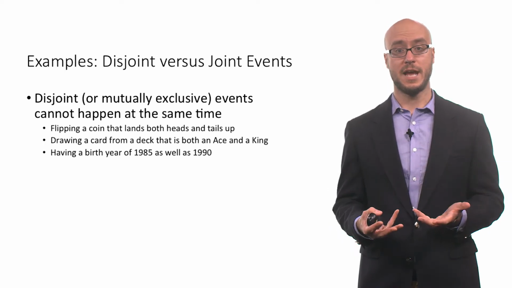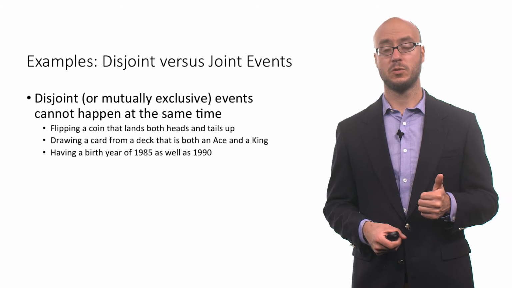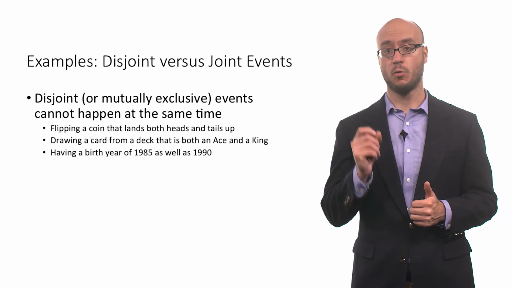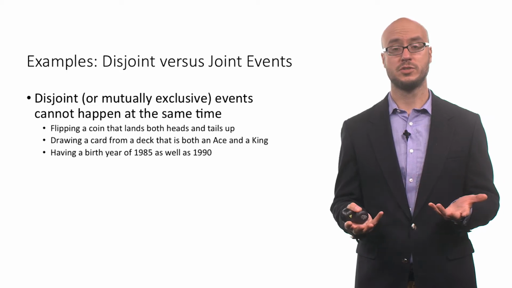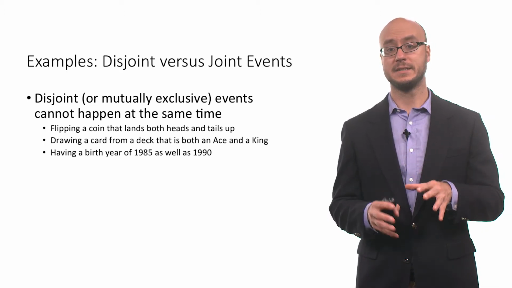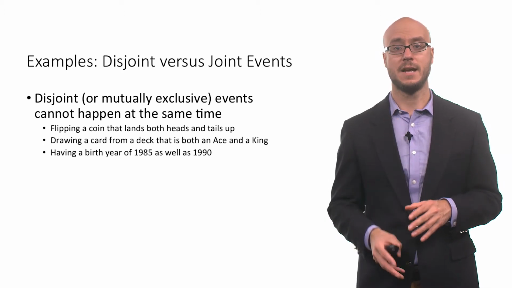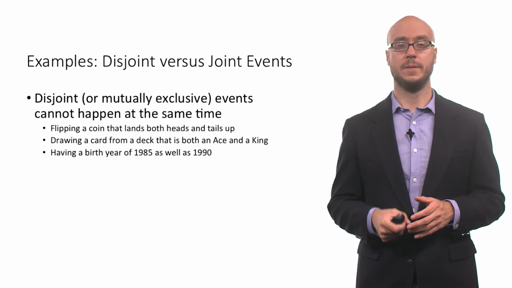So if you look at a sample space of flipping a fair coin, you have the probability of getting heads or the probability of getting tails up for that one coin flip. These are two disjoint events. They're mutually exclusive. When you flip a coin, you can't get heads and tails. It's either heads up or tails up in that one coin flip.